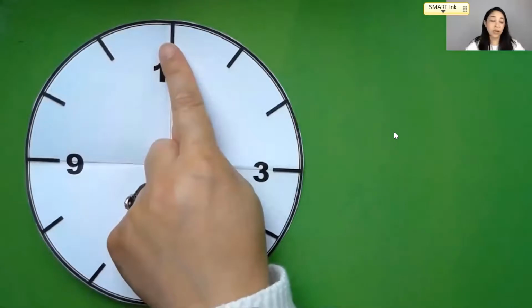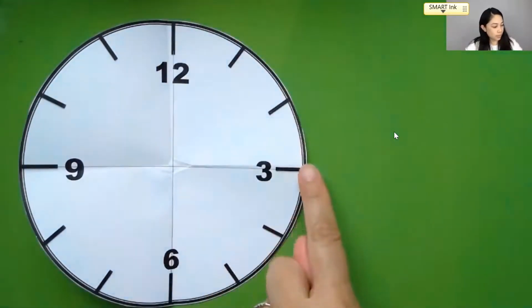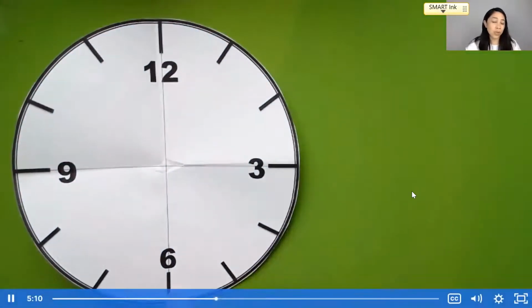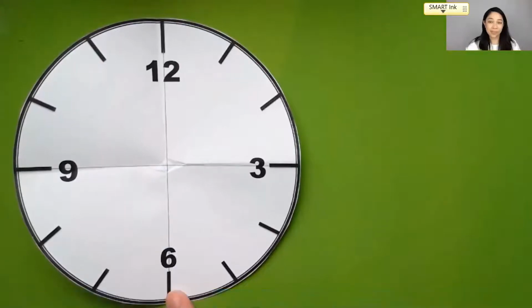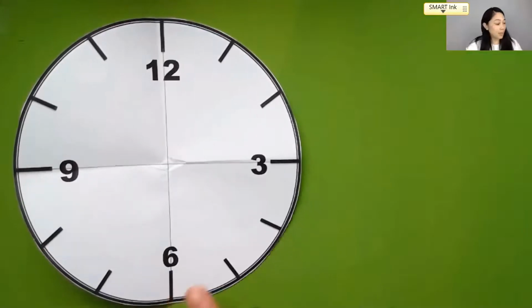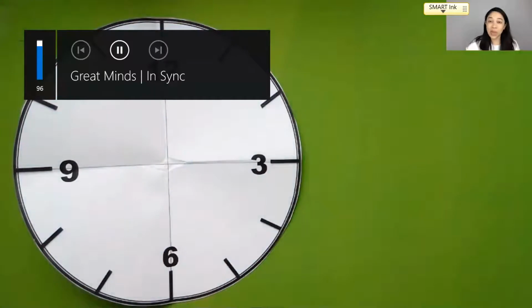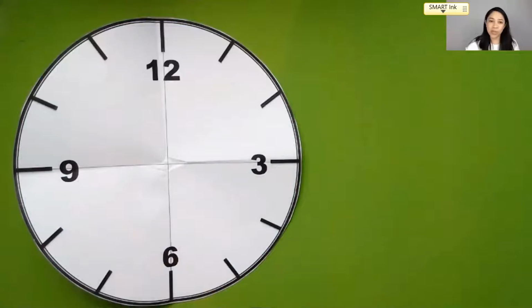Place your finger back on 12 o'clock and move your finger to the 6 along the arc. How many degrees total is that? That's halfway around the clock. 90 degrees plus 90 degrees equals 180 degrees. And how many quarter turns is that? 2 quarter turns.